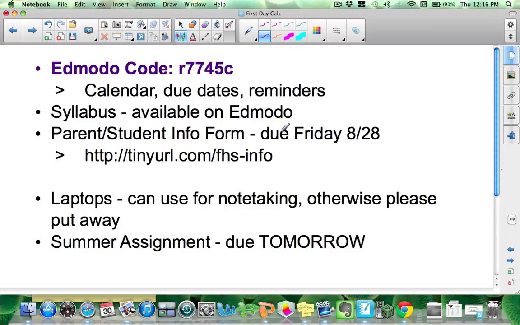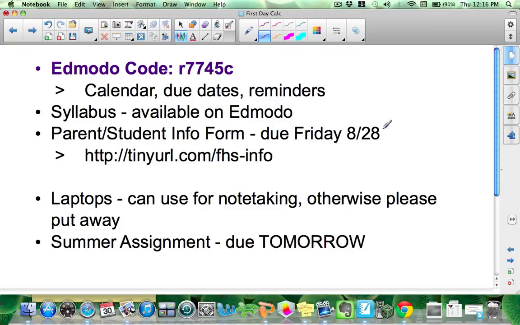Another thing I need you to do is complete a parent-student information form. That just gives me contact information, anything I need to know about you as a human being. Please sit down with your parent or guardian and fill that out.